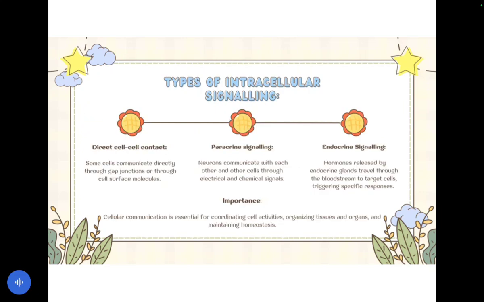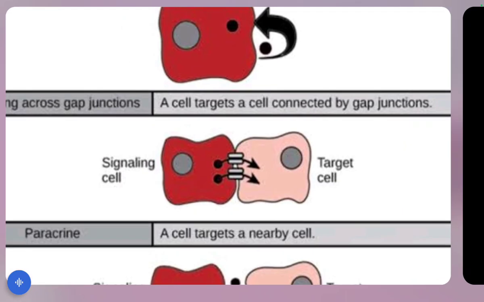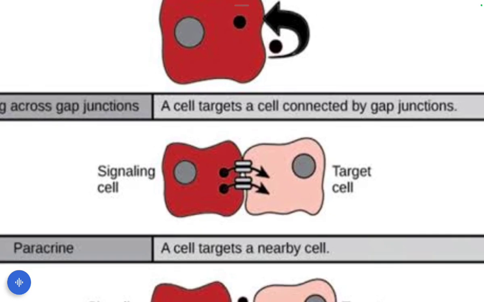And we have the types of intercellular signaling. First is direct cell to cell contact. Some cells communicate directly through gap junctions or through cell surface molecules. So we have cells that are very close to each other and they only communicate through gap junctions in between the cells. Here is the illustration. They have gap junctions and they pass molecules, ions, and such from one cell to another through gap junctions.